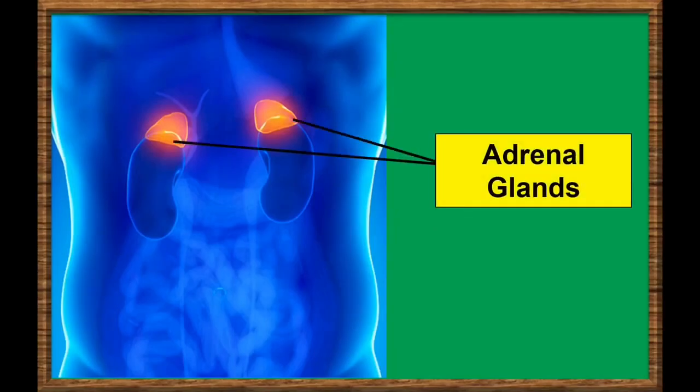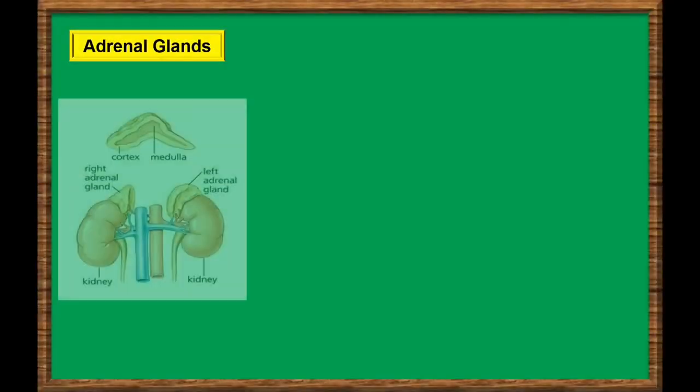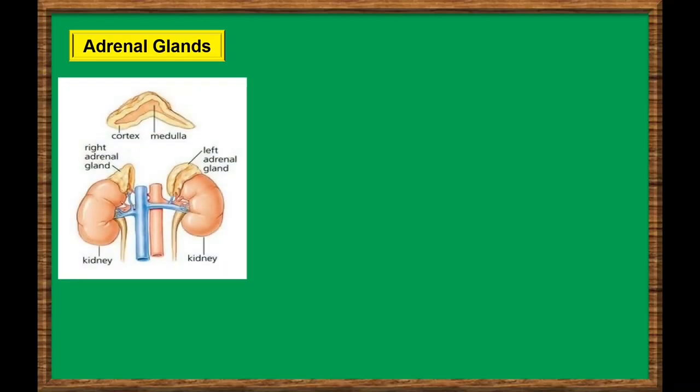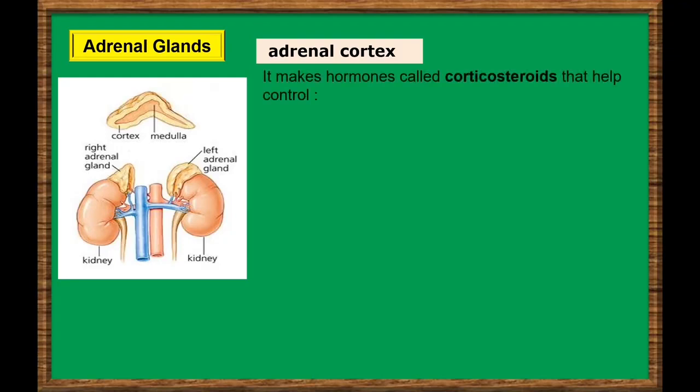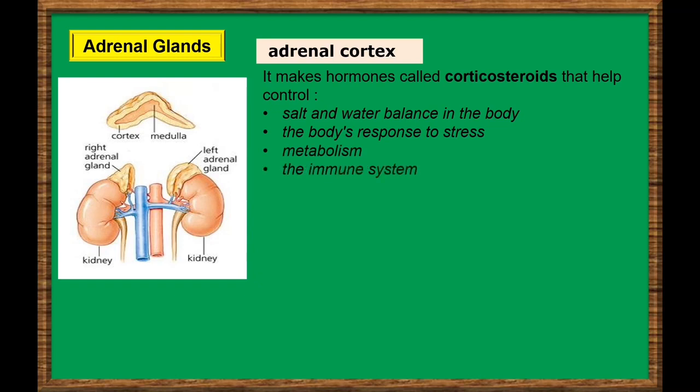Adrenal glands. These two triangular adrenal glands sit on top of each kidney. The adrenal glands have two parts, each of which makes a set of hormones and has a different function. The outer part is the adrenal cortex. It makes hormones called corticosteroids that help to control salt and water balance in the body, the body's response to stress, metabolism, the immune system, and sexual development and function.